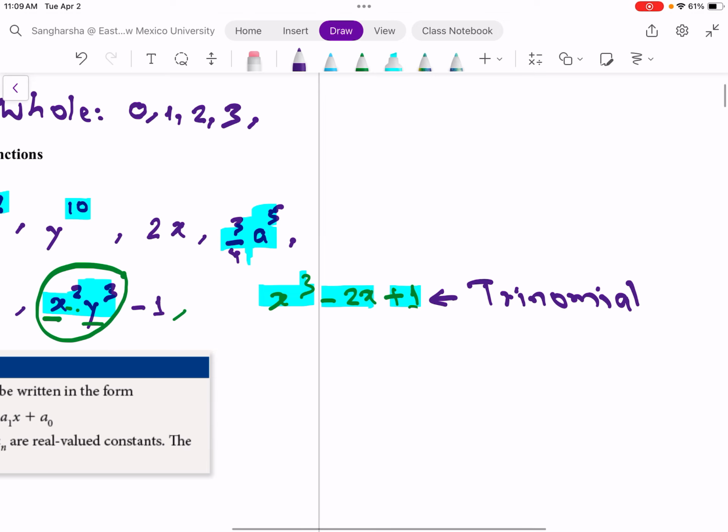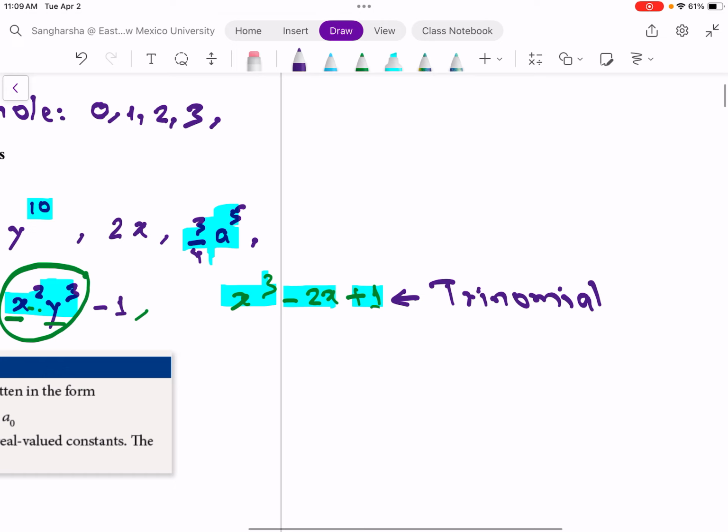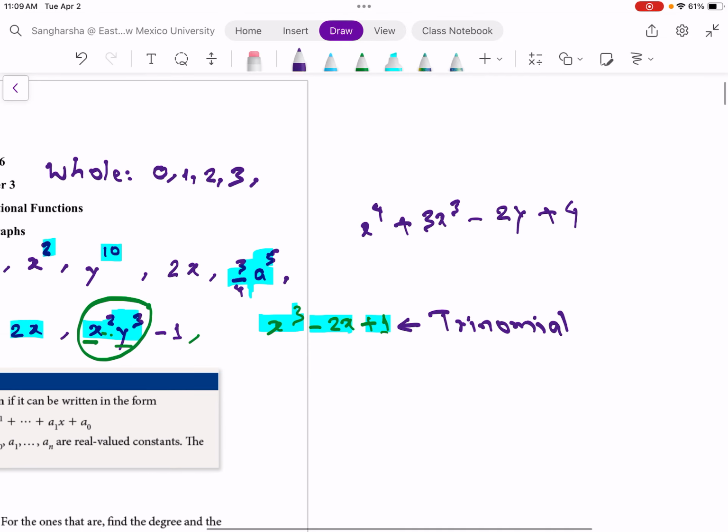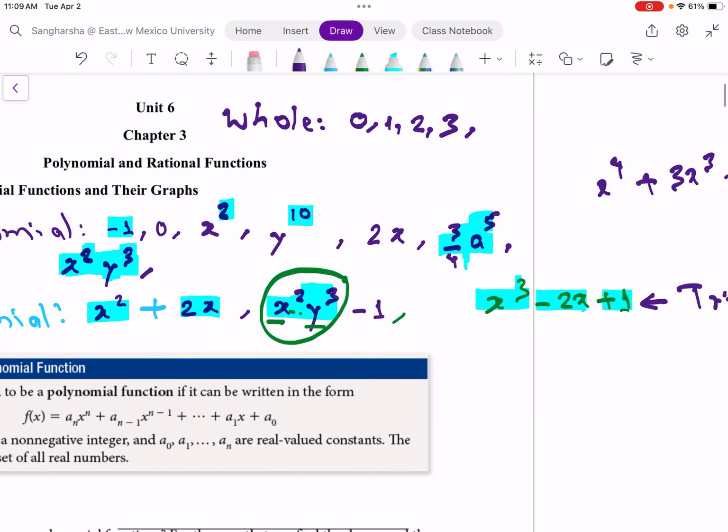So the examples can be, okay, let's have an example with more than 3 terms. So if we have x to the power 4 plus 3x cube negative 2y plus 4, here we have more than 3 terms. So we just call it a polynomial. If we have, like, 6 terms, just a polynomial. But if you see 2 terms, be more specific, call it a binomial. Okay, so all these monomial, binomial, trinomial are polynomial functions.